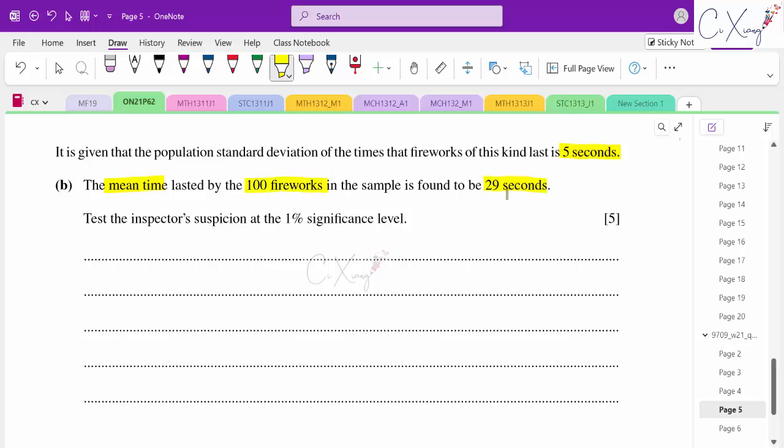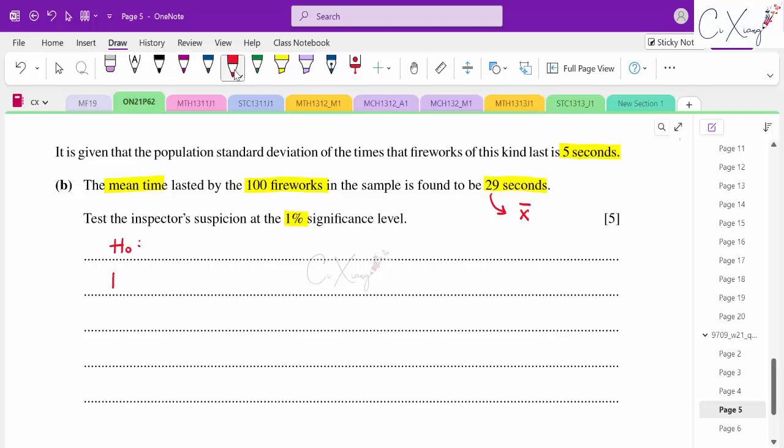This is the mean. And what does the mean here mean? The mean here basically is the sample mean because they are talking about the sample, which is these 100 fireworks. Test the inspector's suspicion at the 1% significance level. Yeah, so like what I told you just now, it should be a testing question. Right, so let's start setting up the test.